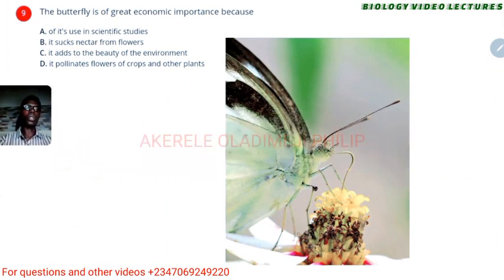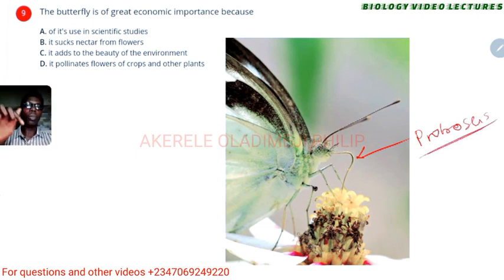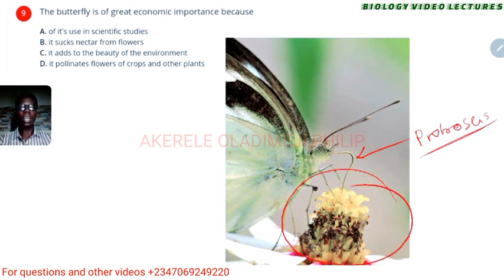Well, I already put a picture there. You've seen this butterfly inserting its proboscis into, probably you want to hear what that word says again, proboscis. This is a tube that piercing and sucking insects use to suck food from their host or from plants, as the case may be. So in this case, this is a flower that it is trying to suck nectar from. So it says of its use in scientific studies, it sucks nectar from flower.